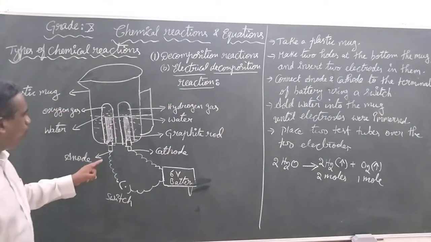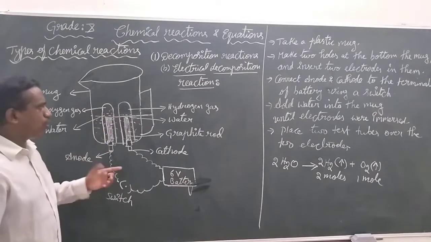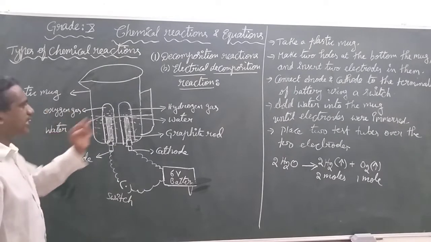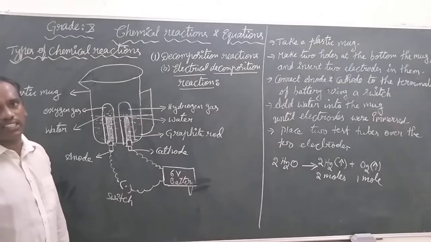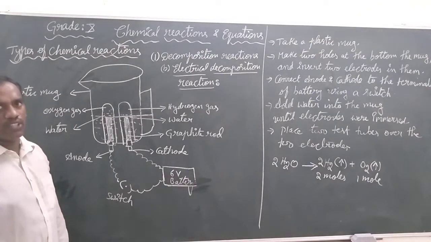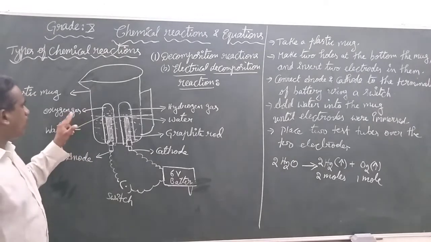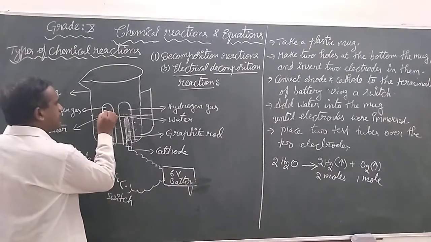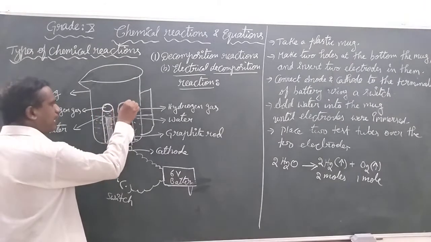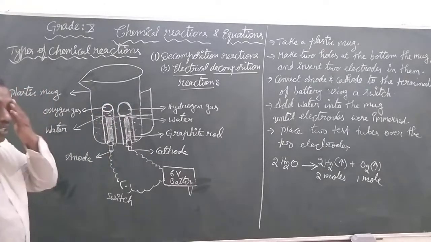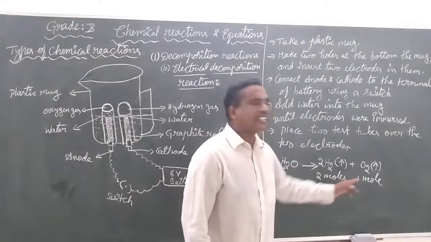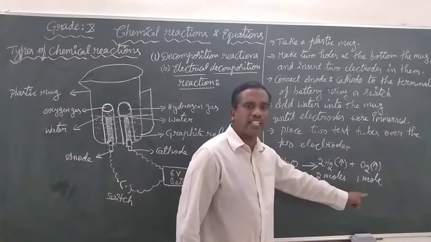Now at the anode and cathode, we don't know which gases were formed. Here we label one as oxygen gas, and here we label the other as hydrogen gas. How do we understand which gas is generated at which electrode? Please observe, at one electrode only a very small amount of gas developed, whereas in the other test tube we got more gas. See the equation: which gas is more, hydrogen gas or oxygen gas?